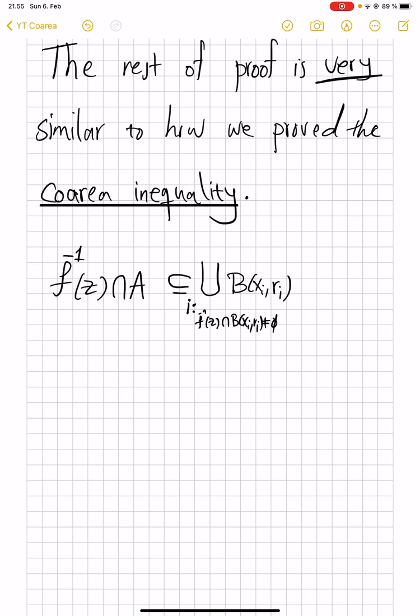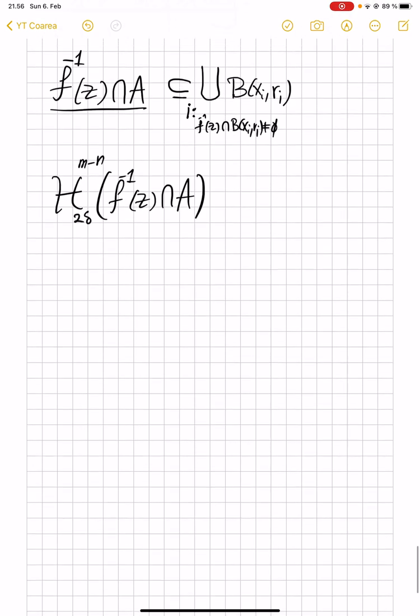And therefore, we can use this covering to estimate the Hausdorff measure of this set. So we are going to estimate the Hausdorff measure of this. That will be m minus n dimensional. And remember, Hausdorff measures are never found directly, but we need to estimate them. So the coverings we have radius less than delta, so these will be coverings by diameter less than 2 delta. So this is an estimation of this Hausdorff content.